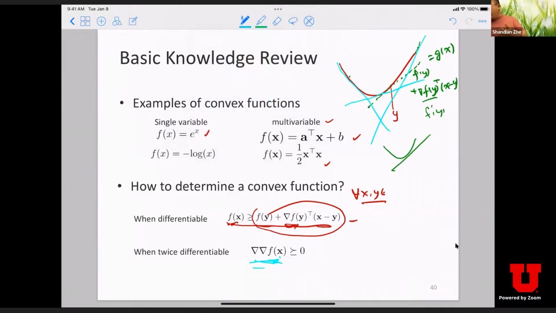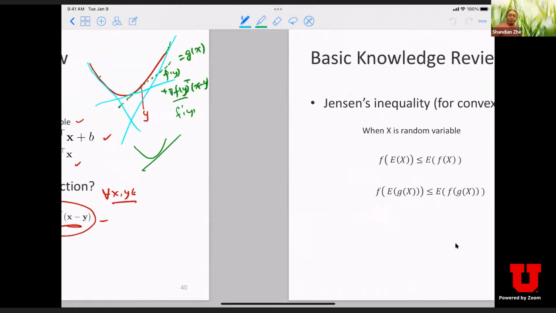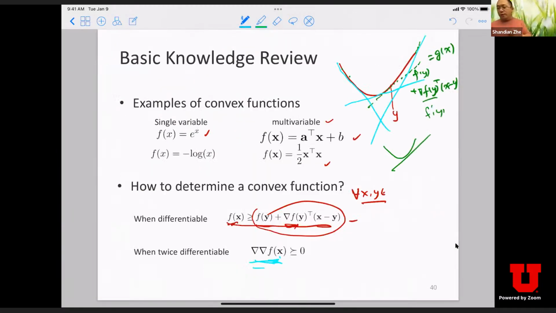Okay, let's stop here today. On Thursday we're going to continue with Jensen's inequality and also convex duality.